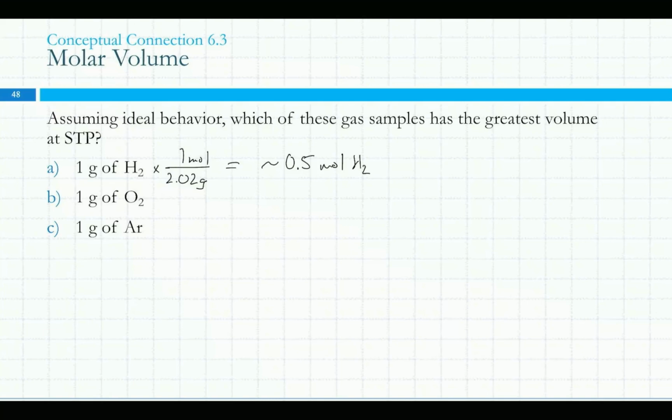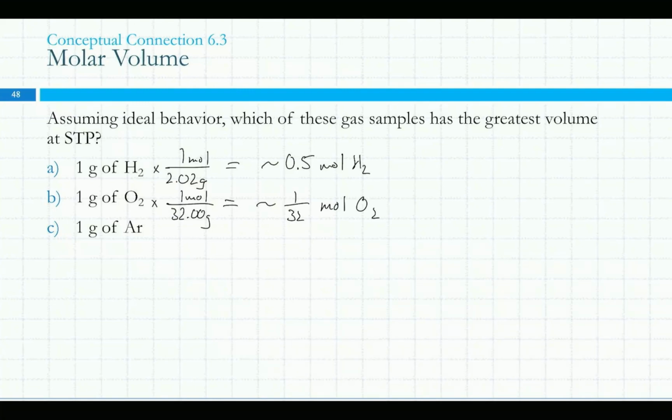So would oxygen be more or less moles? What's the molar mass of oxygen? O2. 32 per 1 mole. So basically I end up taking the 1 gram and dividing it by 32, and now instead of 1/2 of a mole, I have about 1 divided by 32, 1/32 of a mole of O2.